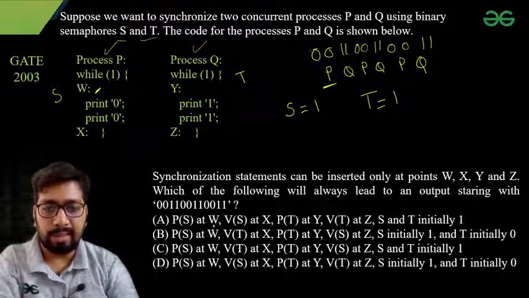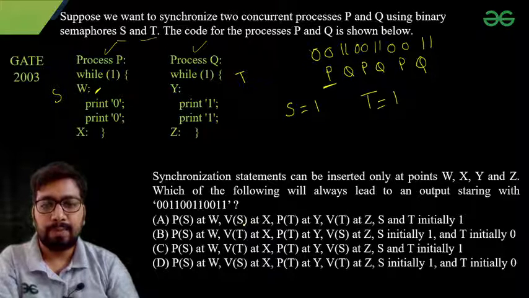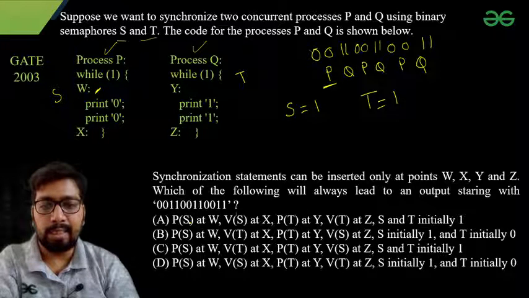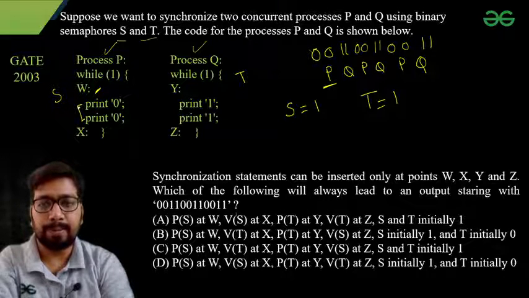In all the cases, PS is performing the W. That's fine. Then VS, that means signaling the S. So that means process P is performing on semaphore S, it is decrementing the semaphore S. Fine. So to print 00, we need to decrement the S semaphore.